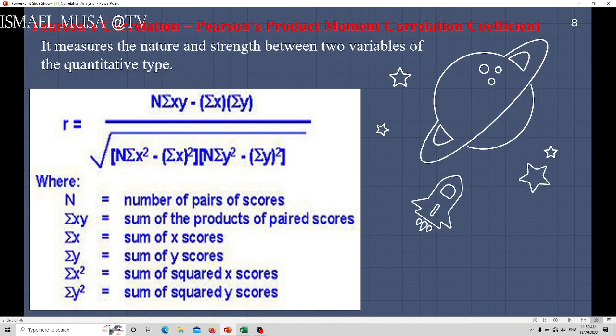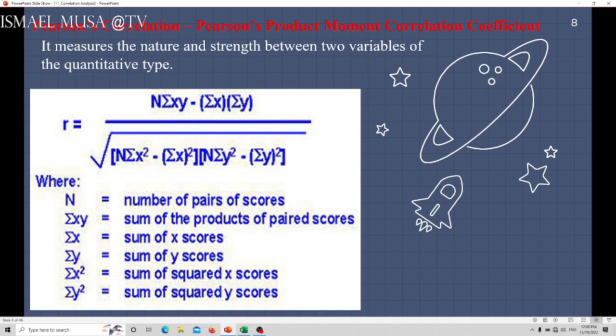Okay, so let's have the first one, Pearson's correlation. The full name really is Pearson's product moment correlation coefficient. It measures the nature and strength of the relationship between two variables of quantitative data. So this is the formula, class. As I said, don't be intimidated by the formula. This is simply summations, addition, and multiplication. N is the number of pairs of scores. Summation XY is simply the product of X and Y, added all together: the sum of the products of paired scores.